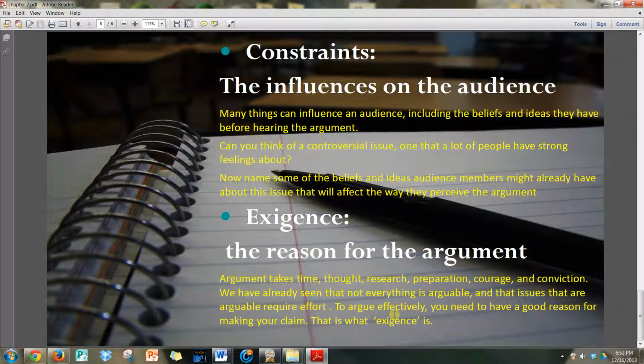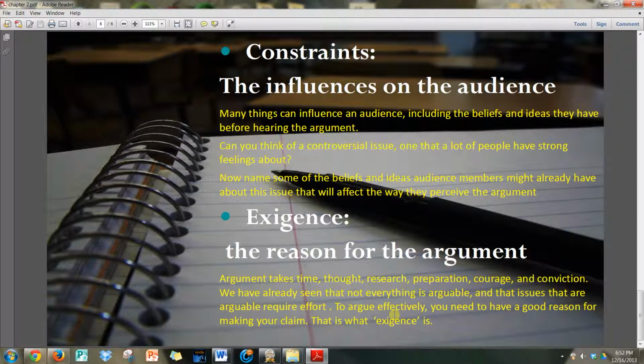So every audience has a constraint. They have beliefs and ideas that they may already have about that issue, and that's going to affect the way they perceive your argument.